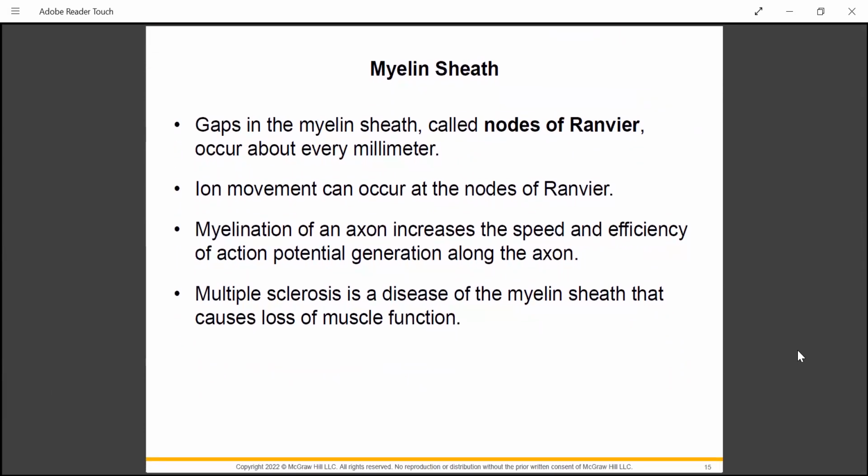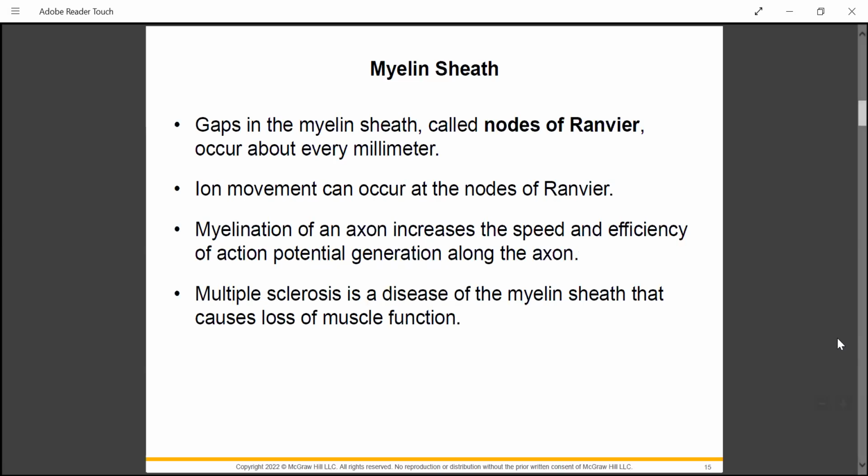You'll see in our diagram here in a second that the myelin sheath is not a continuous structure. Remember, it's made up of a few different cells that kind of wrap around the axon. So we have gaps in that myelin sheath, and we call these nodes of Ranvier. These happen about every millimeter, and the ion movement actually occurs at these nodes. So the ions kind of jump node to node to travel down the nerve.